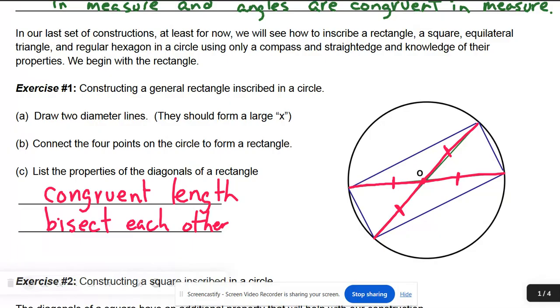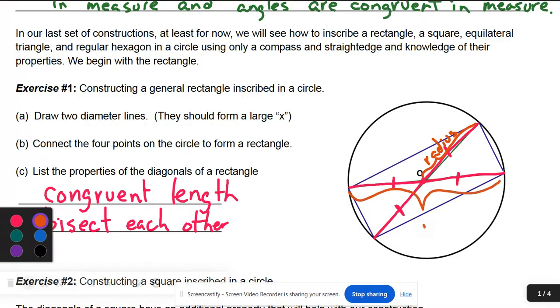And a few other things I put in my notes here so we don't forget. This would be considered a radius line, from the center to the edge, and the whole way across would be considered the diameter. Just making sure we have those words in our vocab.